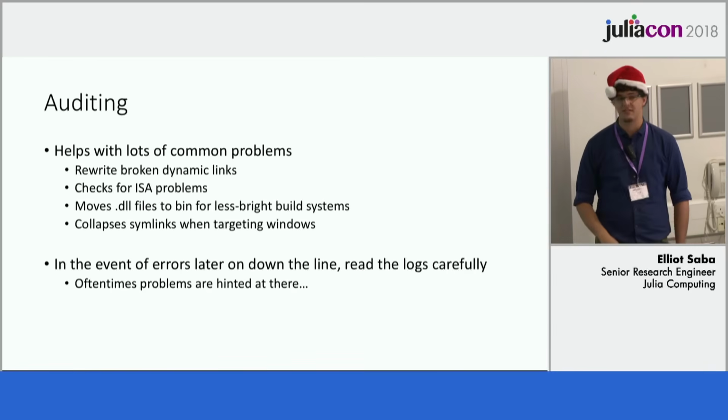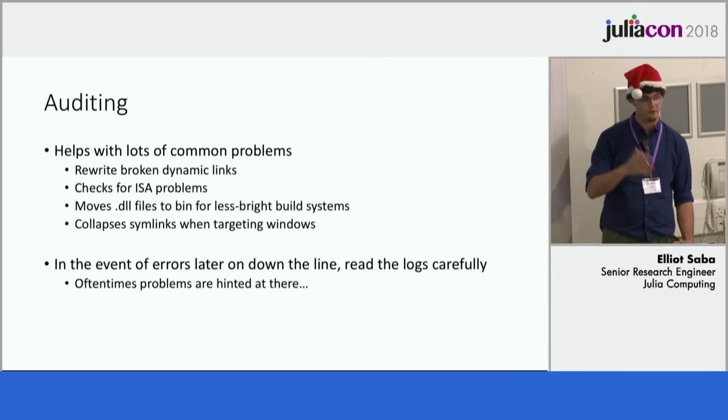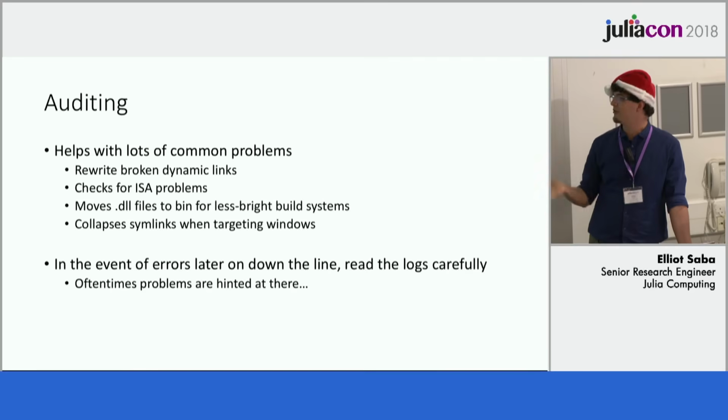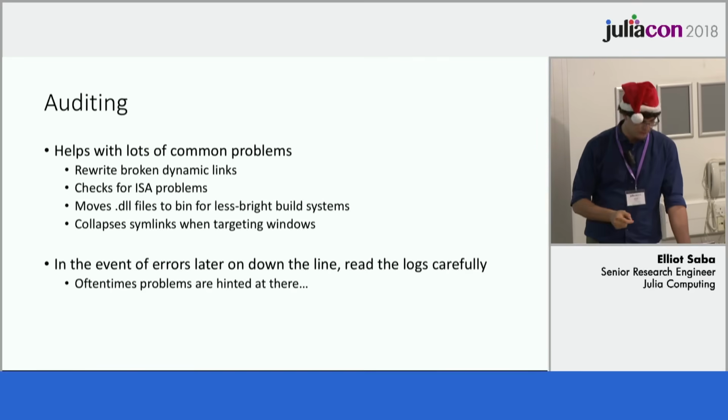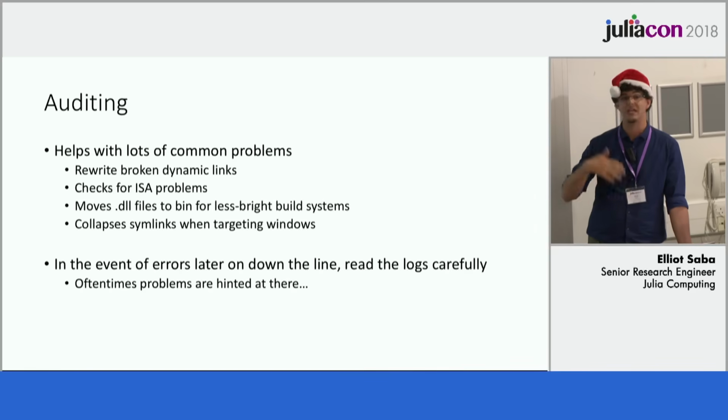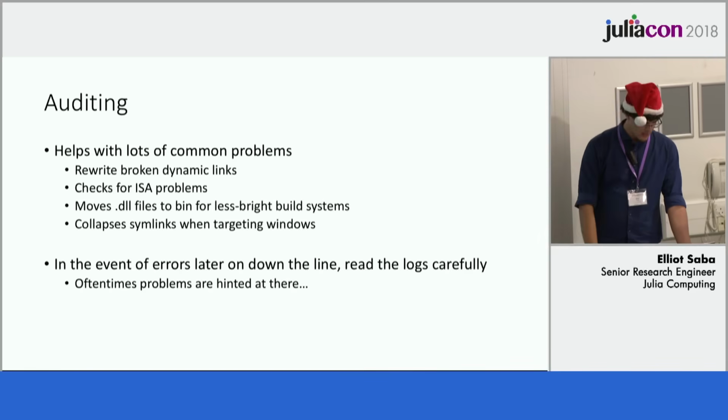Some build systems don't know that DLL files go in the bin folder instead of the lib folder, so it'll move things like that. On Windows, you can't create symlinks if you're not an administrator, so it'll automatically collapse those and turn them into files. Just all the tiny stuff that you never want to have to think about, it does its best to try and do for you.